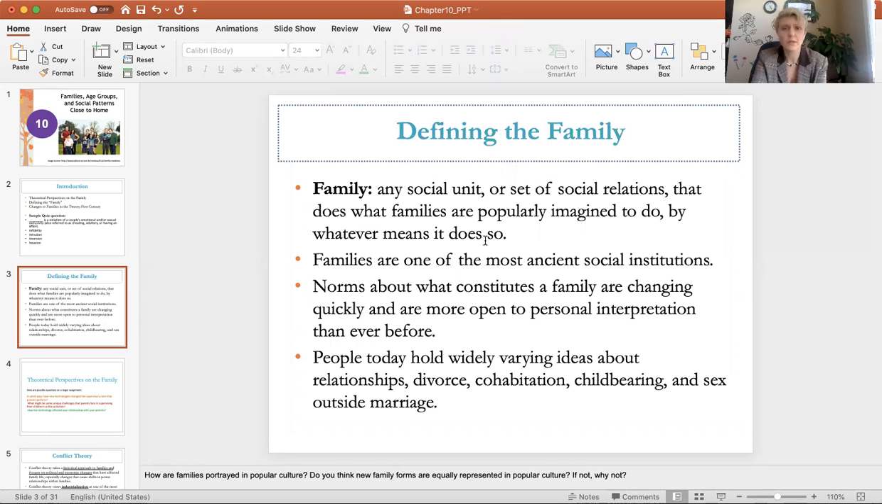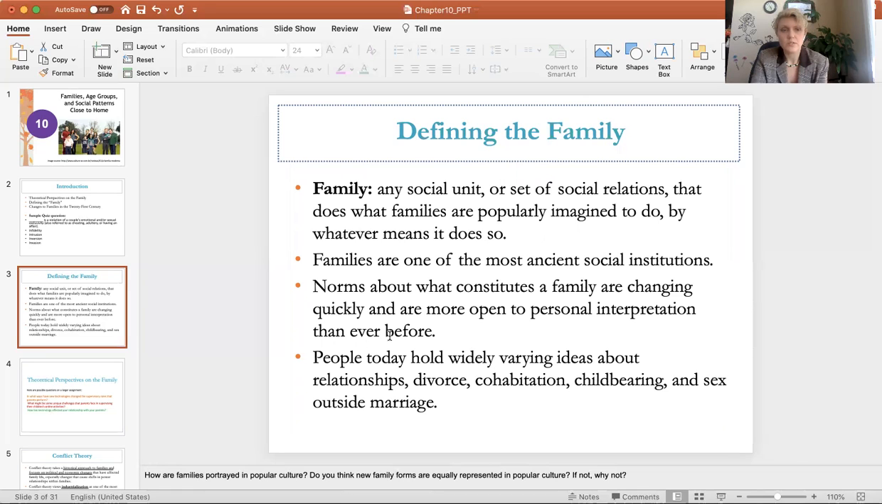So what is a family? It's a social unit. It's an organization of people in a unit, and it has its set of social behaviors and relations. And essentially, it's how we imagine what families do and what they do under the same roof, typically household roof, if it's the immediate family. And there's also, of course, extended family. So we'll talk about these terms.